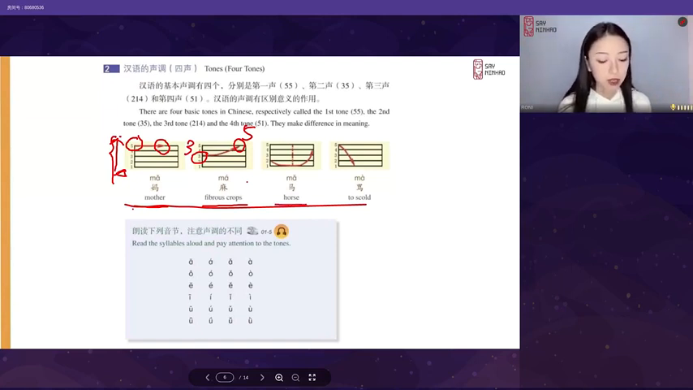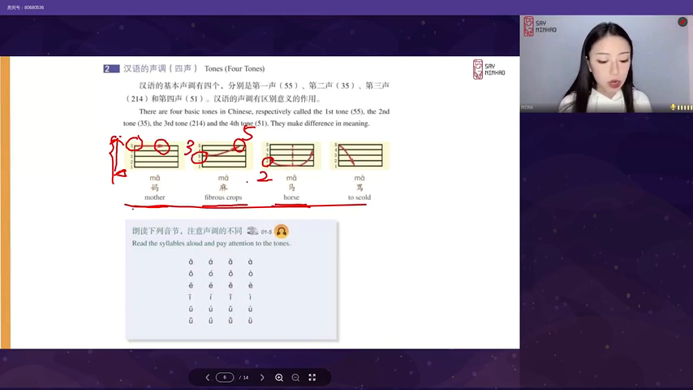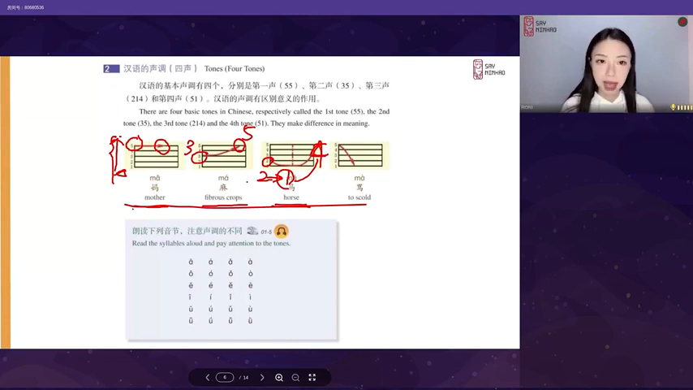Now let's see third tone, which is ma. It started at pitch 2, and it dropped to pitch 1, and then it rose up to pitch 4. So it is like 2 1 4. Read after me, please. Ma. This one can be a little bit tricky. This is third tone, started from pitch 2, dropped to pitch 1, and then rose up to pitch 4.